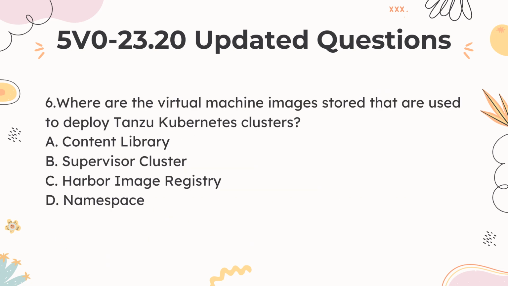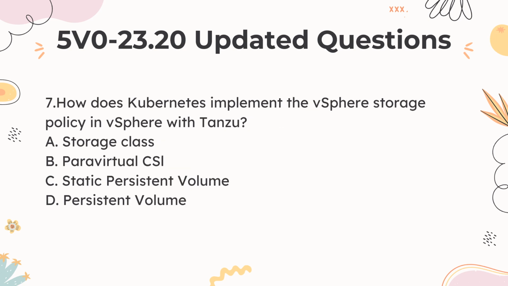6. Where are the virtual machine images stored that are used to deploy Tanzu Kubernetes clusters? A. Content library. B. Supervisor Cluster. C. Harbor Image Registry. D. Namespace.